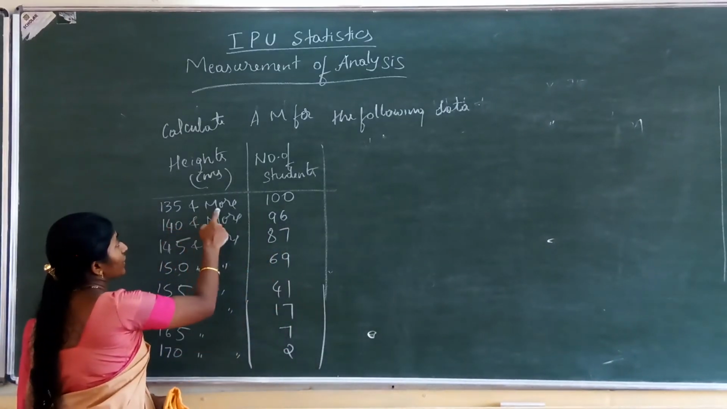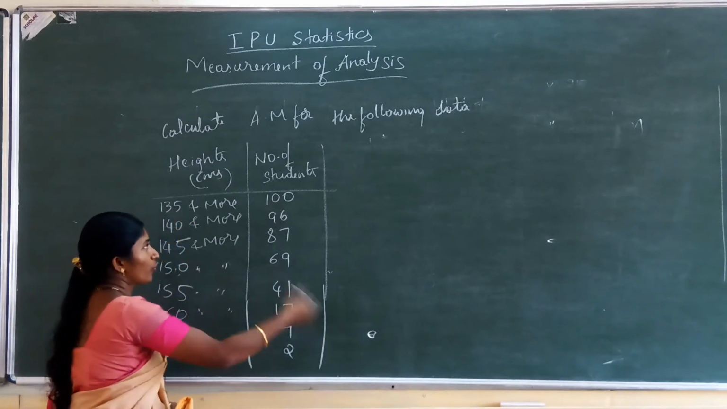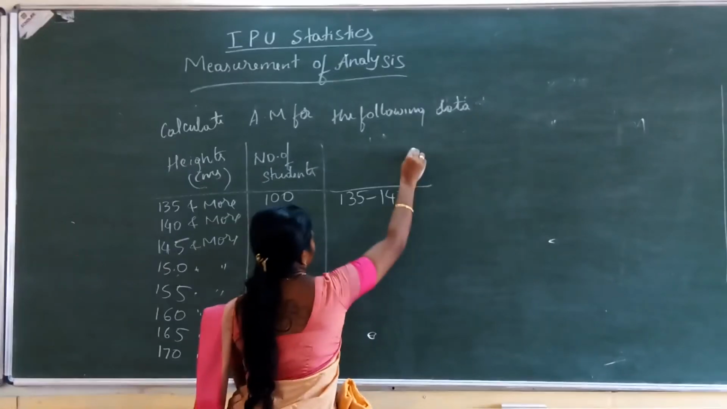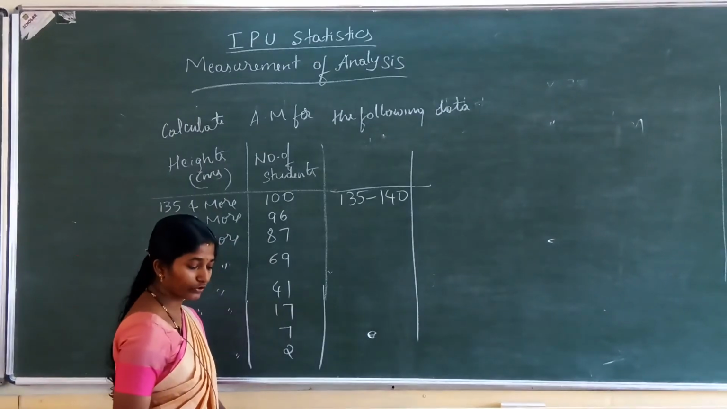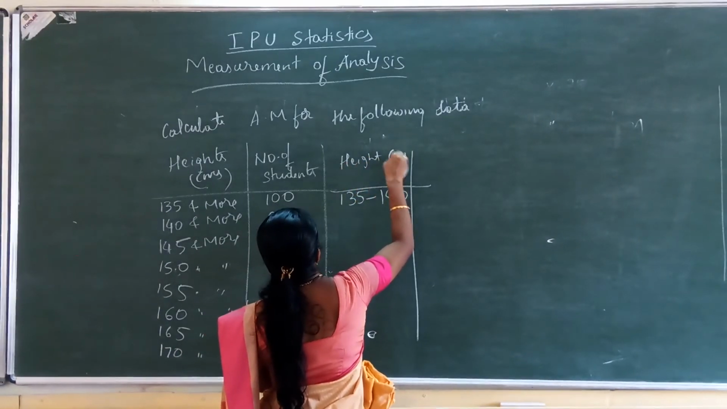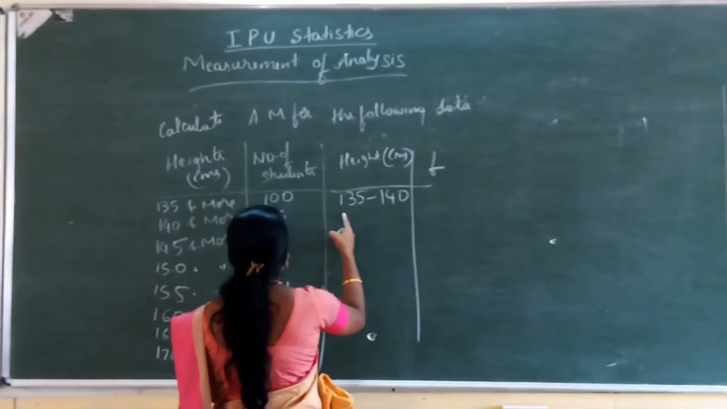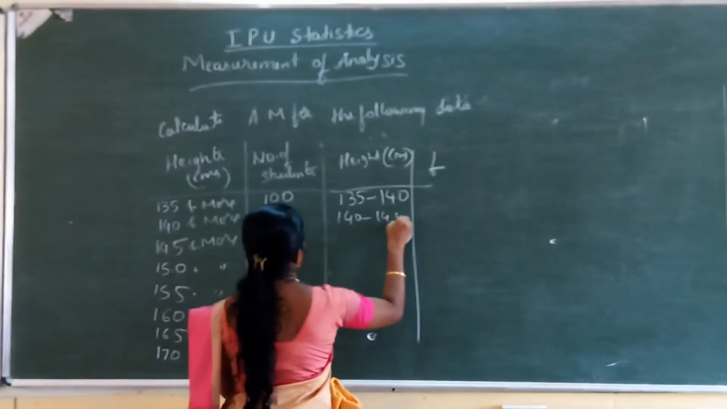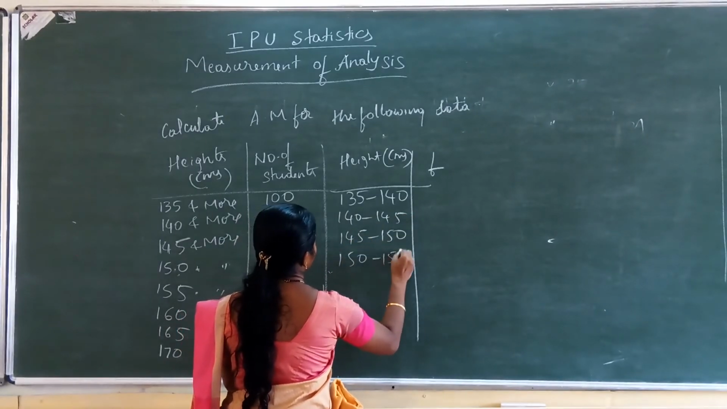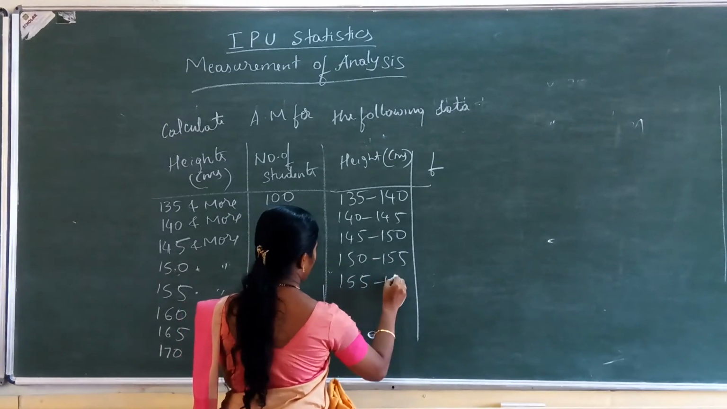See, 135 and more. Observe this one, that is 140. 135 and more means 135 to 140, this way. 135 to 140 height, which is given in centimeters. Then you have to find out the frequency. Here 140 to 145, 145 to 150, 150 to 155, 160 to 165.